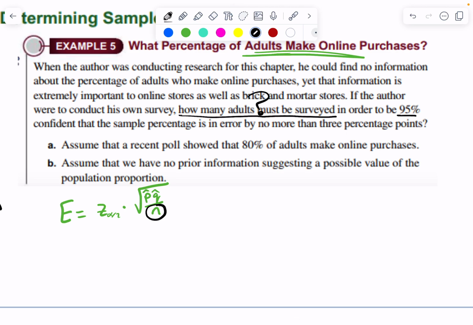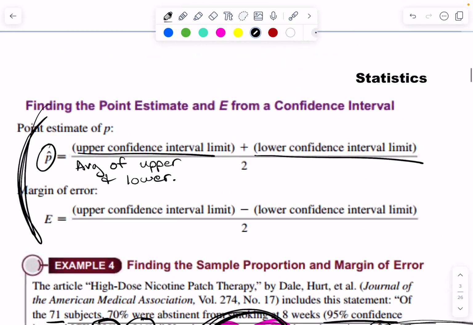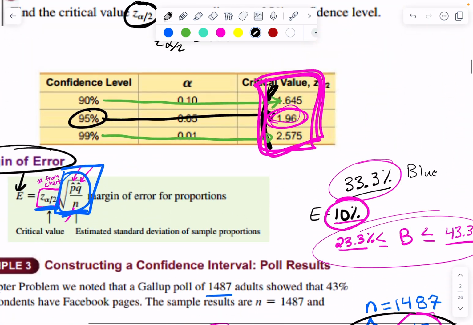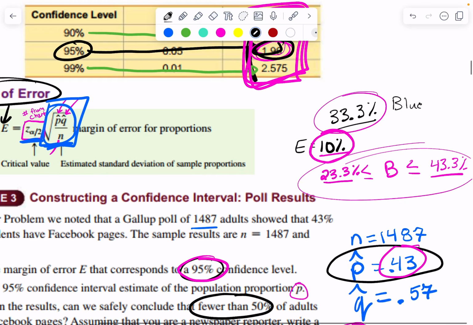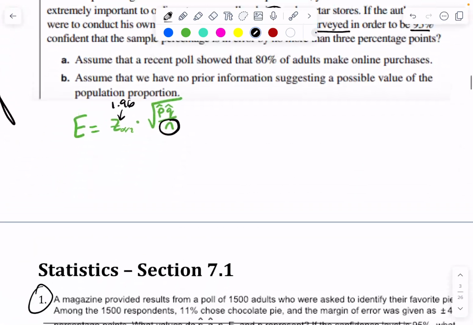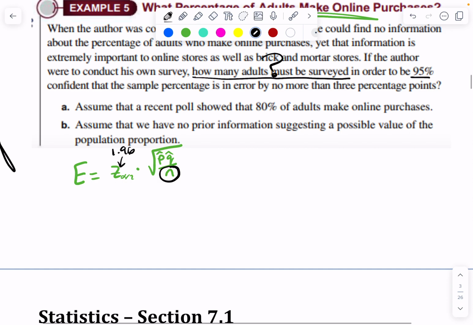In order to be 95% confident, that's going to tell me that my z value is 1.96. I think that's what it is for 95%. I don't remember. Let's see, 95%, 1.96. Yep. So my z of alpha over 2 is 1.96, okay? And I want my error to be no more than 3 percentage points, okay? So I'm going to put 0.03 here. That's what 3% is, 0.03.